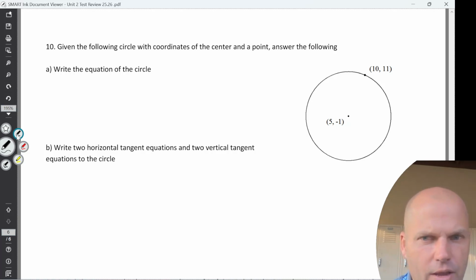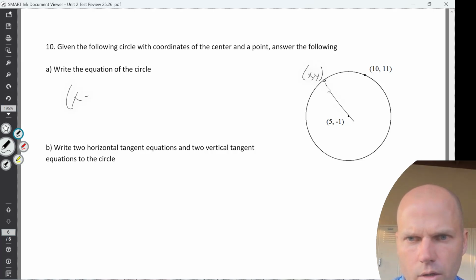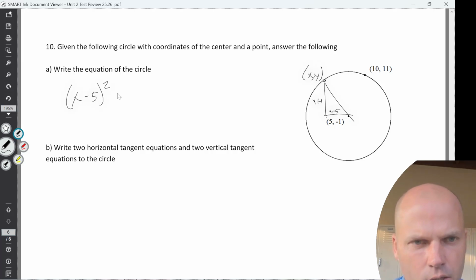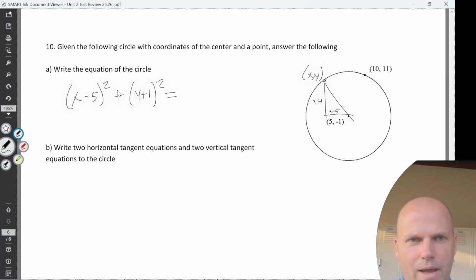All right, we have another center, (5, -1). Let's find our radius. I know all of my xy points will have an x minus 5 change and a y plus 1 change. So I have (x minus 5) squared plus (y plus 1) squared equals, now I have to find the radius of the circle.